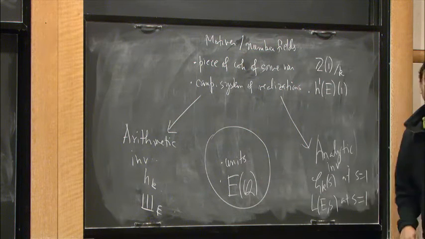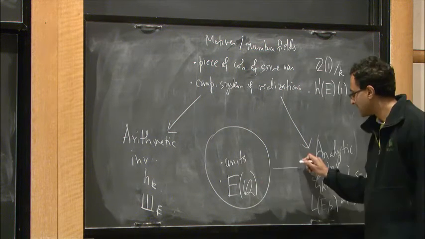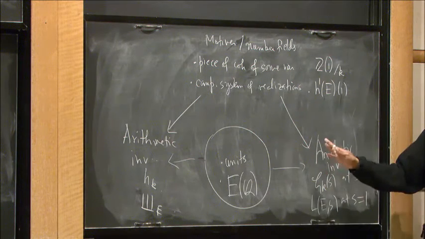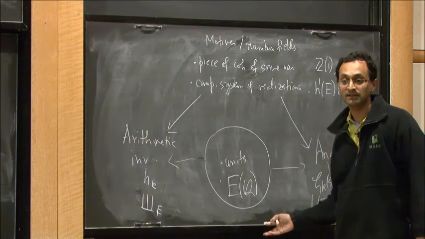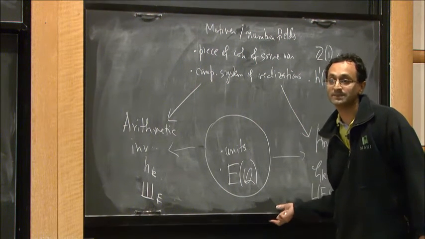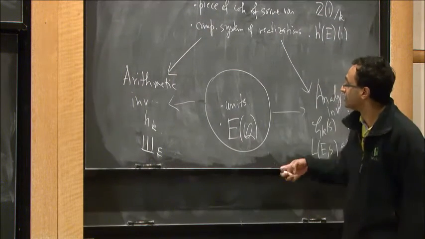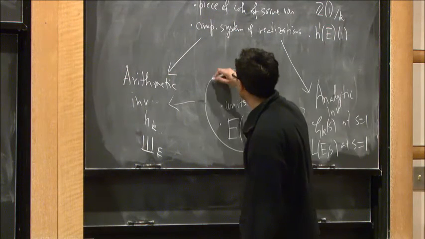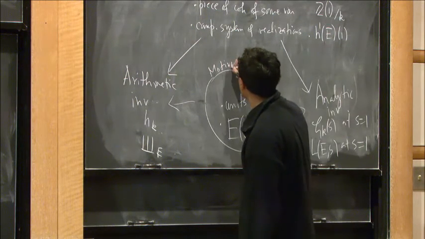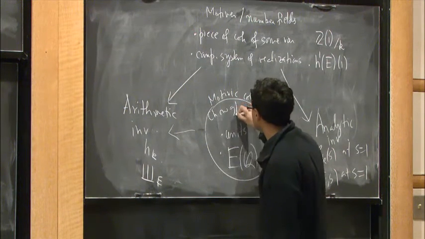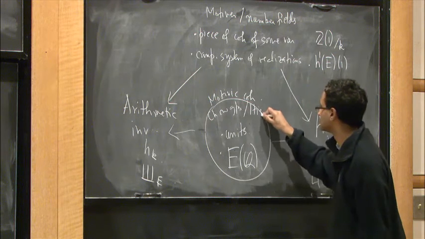Okay. So what you'd like to do is to understand how the arithmetic and the analytic sides are related to each other. But you need this middle circle. It's very important. This is what interpolates between the arithmetic and the analytic side. Okay, so this goes by many fancy names. Some people call it motivic cohomology, or I think of these in terms of Chow groups or higher Chow groups.